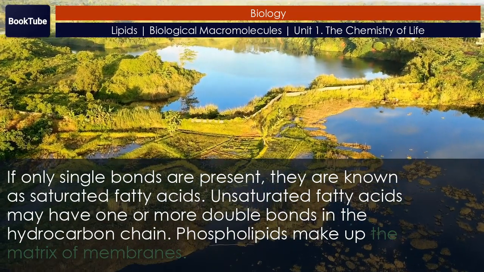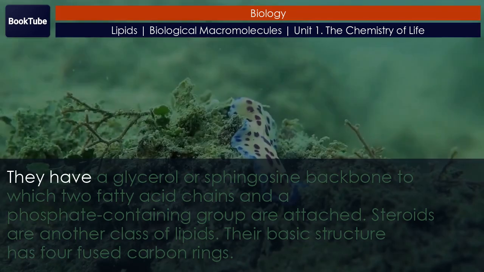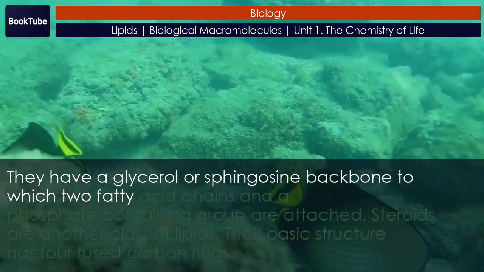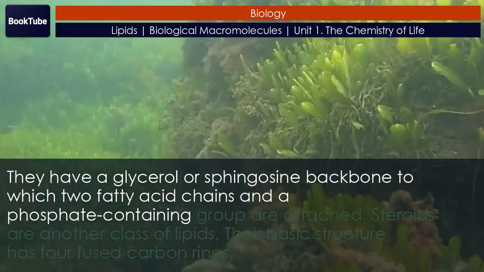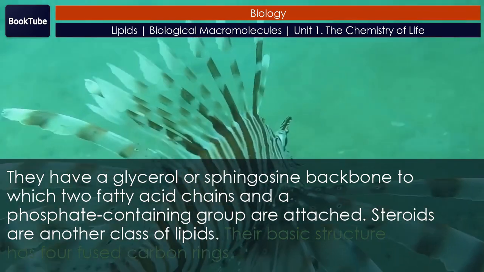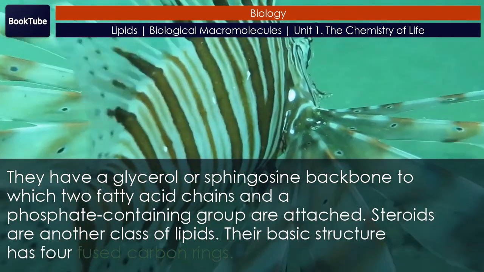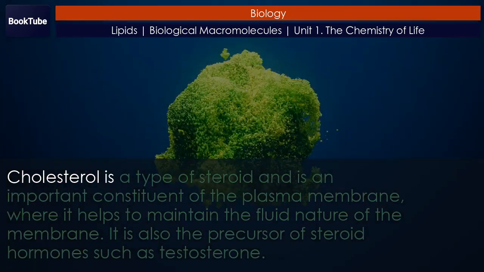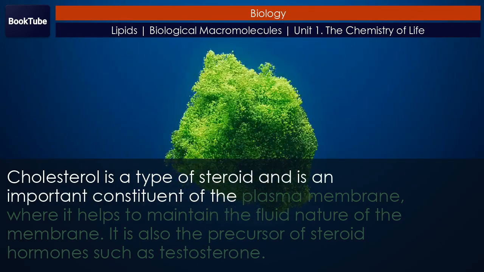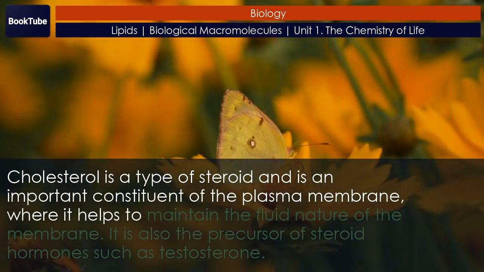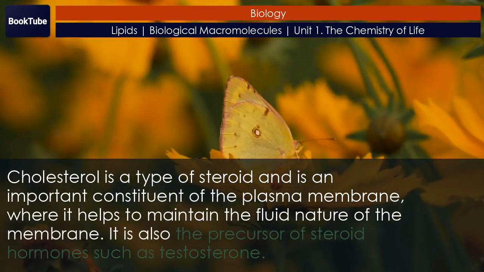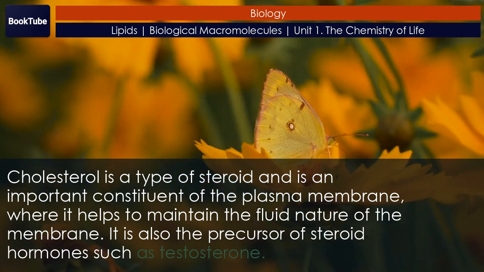Phospholipids make up the matrix of membranes. They have a glycerol or sphingosine backbone to which 2 fatty acid chains and a phosphate-containing group are attached. Steroids are another class of lipids. Their basic structure has 4 fused carbon rings. Cholesterol is a type of steroid and is an important constituent of the plasma membrane, where it helps to maintain the fluid nature of the membrane. It is also the precursor of steroid hormones such as testosterone.